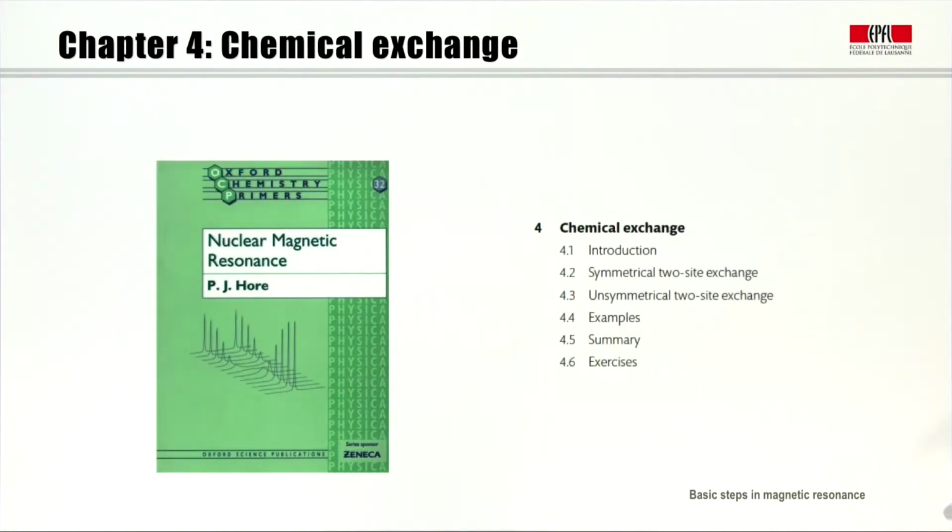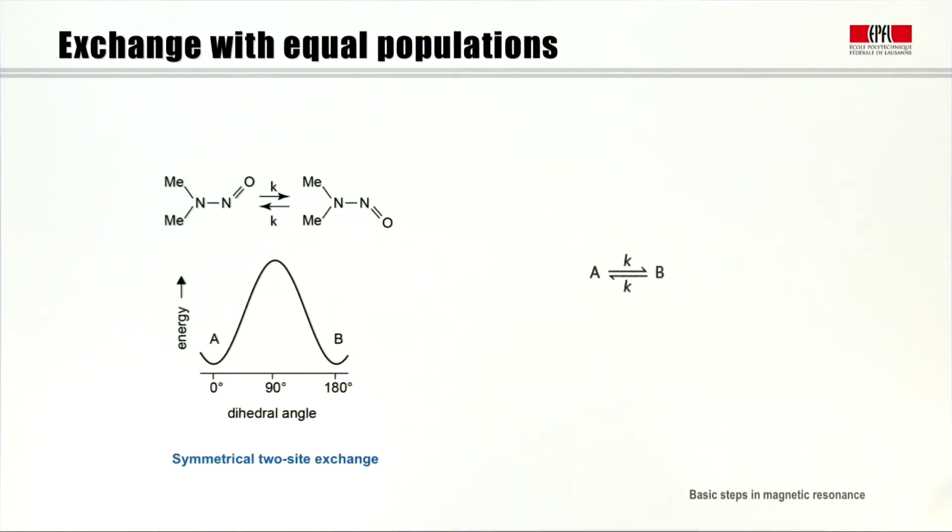Now, in order to support this whole discussion of chemical exchange, I invite you to look at Chapter 4 of Peter Hoare's book on nuclear magnetic resonance. You will see that he distinguishes symmetrical two-side exchange and unsymmetrical two-side exchange. We shall see in a few minutes what the difference is. And in this chapter there is a great wealth of very interesting examples that I will take some time to discuss with you. Let's first talk about symmetrical exchange, which I wrote here as exchange with equal populations.